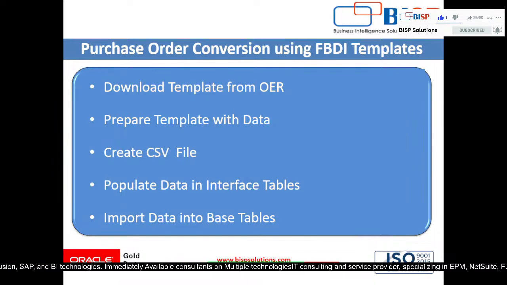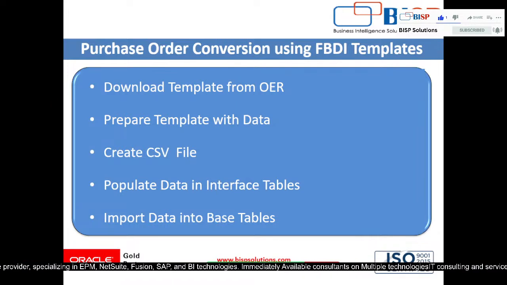We have to download the template from the Oracle Enterprise repository. You can download this purchase order related template, and later on we have to prepare this template with the data, with the purchase order information, and after filling all the information into the template, we have to generate it.